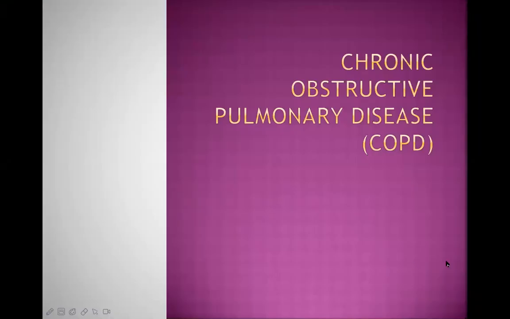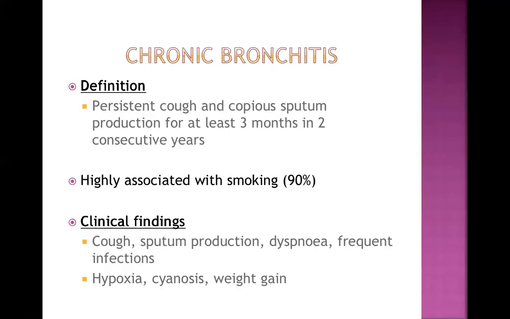Now, with this information, let's talk about COPD, chronic obstructive pulmonary disease, or in some of the textbooks, it is also written as COAD, chronic obstructive airway disease. So both are absolutely the same. Now, we already know COPD or COAD have mainly two types: chronic bronchitis and emphysema. So let's start with chronic bronchitis and move on to emphysema.